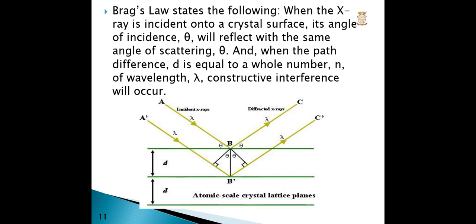Bragg's law. Bragg's law states the following: when an X-ray is incident onto a crystal surface, its angle of incidence, that is theta, will reflect with the same angle of diffraction, that is theta. And when the path difference d is equal to a whole number n of the wavelength lambda, constructive interference will occur.